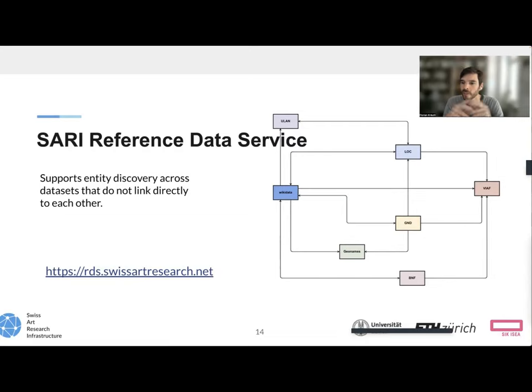So the linked data promise is that you can go from one and link to everything else. In reality, it's often that individual collections and reference data services only link to specific ones. So, for example, many link to Wikidata, but not to ULAN. And what we do in the RDS, the reference data service, is we make use of those links to establish additional links between entities that do not directly link to each other. So this is one fulfillment of the linked data promise, that data that links to the same entities can be discovered as a whole.